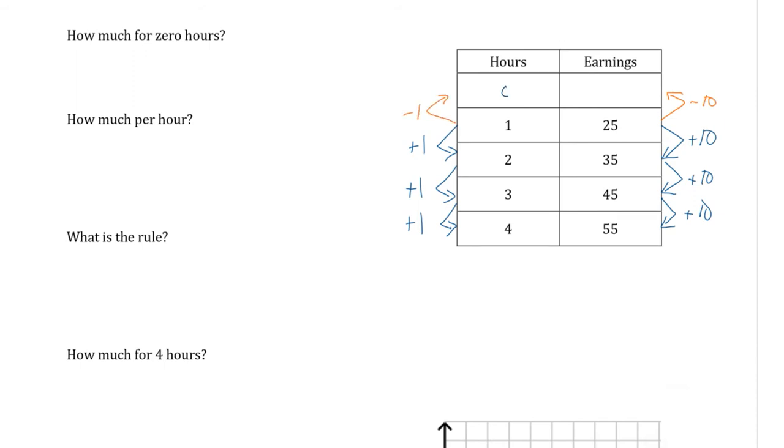And that is going to give me 0. And that is going to give me 15. 25 minus 10 is 15. So again, if I want to find how much for 0 hours, well, I can do that. This is hours and earnings again, earnings per hour. So $15 for 0. How much per hour?